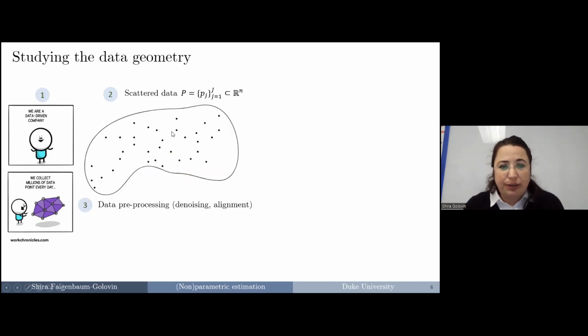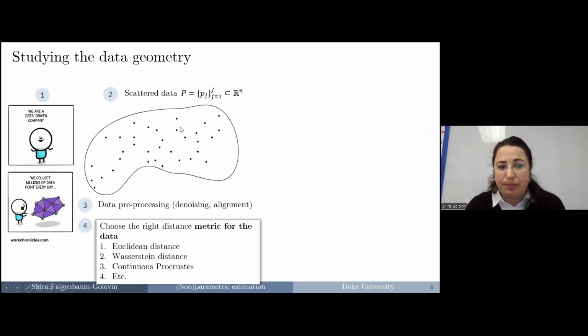And what we are trying to do, the first thing, is to perform some denoising operation and alignment. Denoising meaning that we try to denoise the data and find the real underlying geometry while assuming that we are sitting on this manifold. Next, we define some metric, whether it's the classical Euclidean distance, or Wasserstein distance between two probabilities, or if the geometry of each point is a bit more complicated, we can define a Taylor distance.